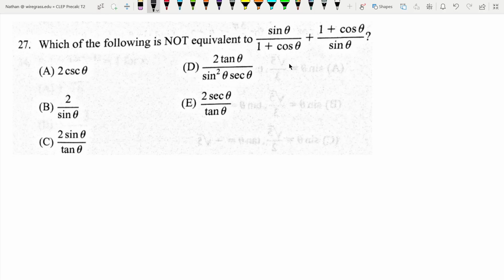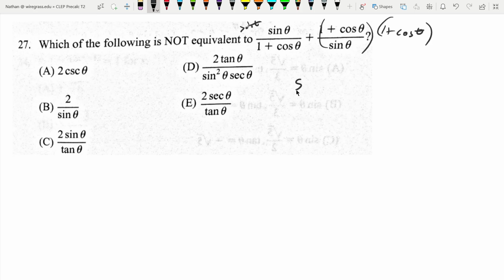Which of the following is not equivalent to this trig expression? So I'm gonna get the common denominators here. I'm gonna multiply this fraction by sine theta on top and bottom, and this one by 1 plus cosine theta on top and bottom.